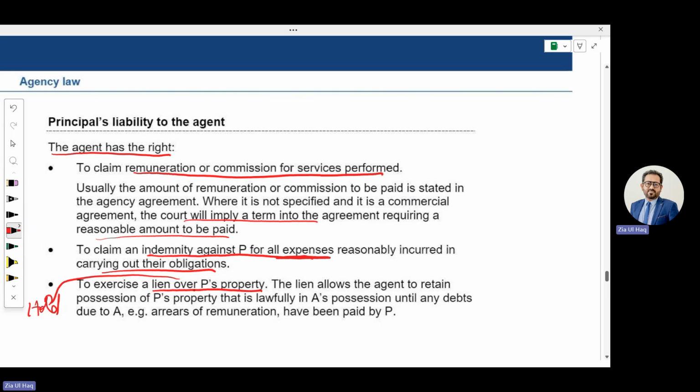So to exercise a lien means holding, keeping in custody the principal's property. The lien allows the agent to retain possession of the principal's property that is lawfully in the agent's possession until any debt due to the agent, for example arrears of remuneration, previous remuneration still not paid, has been paid by the principal. So he has three rights: to receive remuneration, to receive expenditure incurred while performing a transaction on behalf of the principal, or a lien over the property if there is any money unpaid.